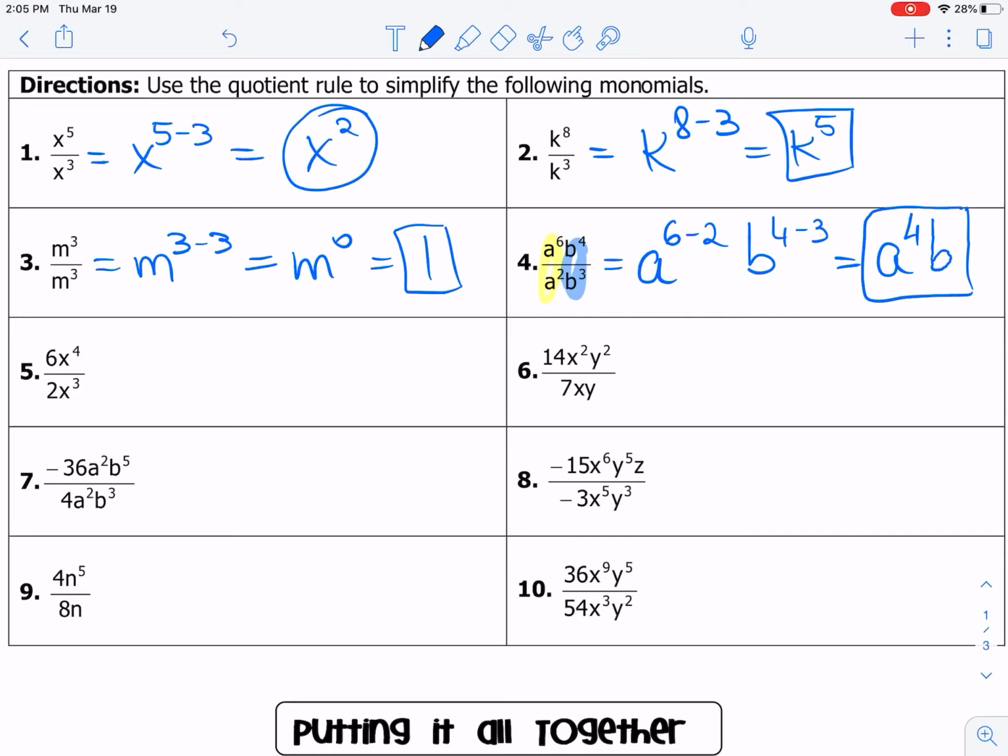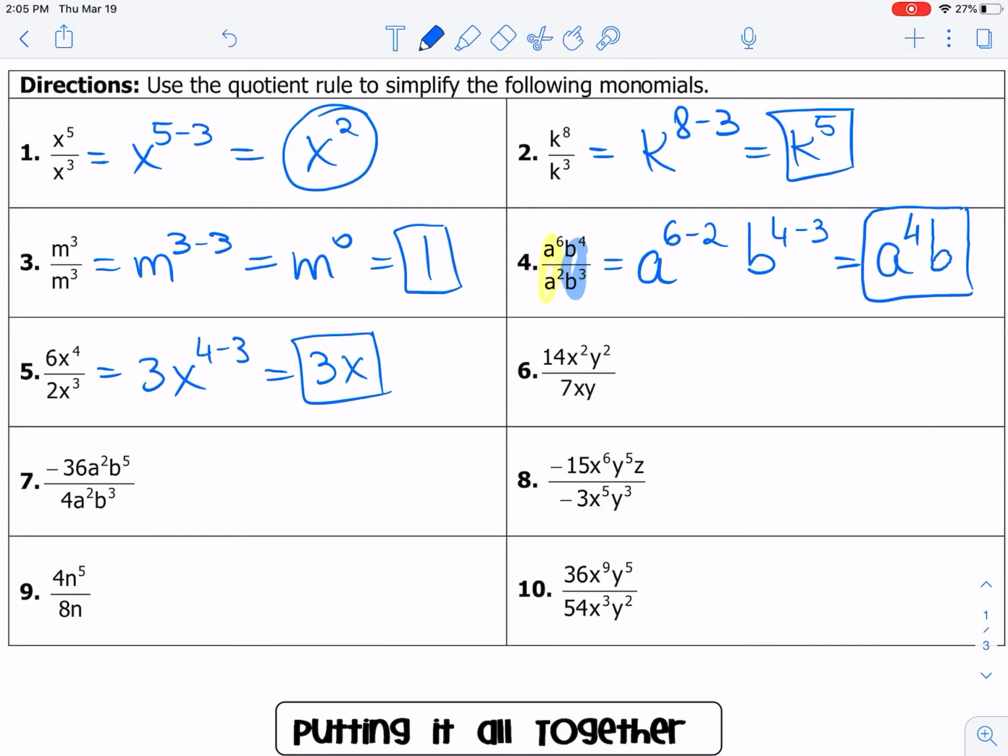Number 5. Now I have coefficients in front. I have a 6 and a 2. So 6 divided by 2 is 3. And then I have one variable, x to the 4th minus 3. So that would be x to the first power. So just x. So 3x is the answer.